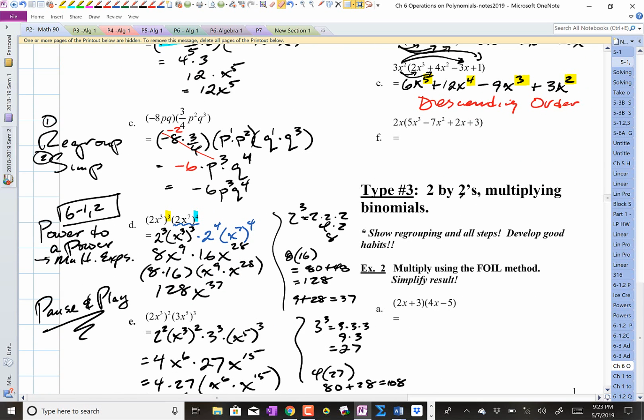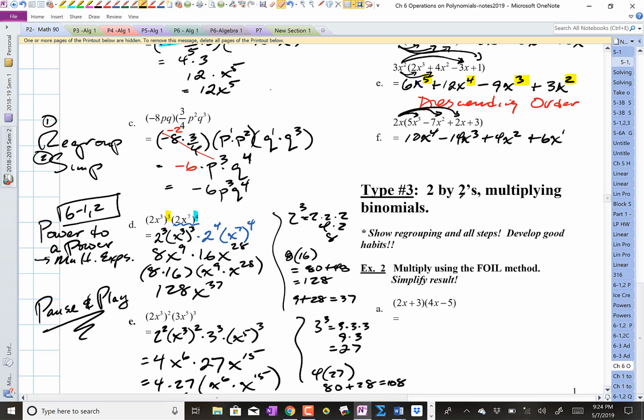All right, let's check out the next one here. So here we go. We got 2x times 5x cubed is 10x to the 4th. 2x times 7x squared is a minus 14x cubed. x times x squared is x cubed. 2x times 2x is 4x squared. And then 2x times 3 is 6x.